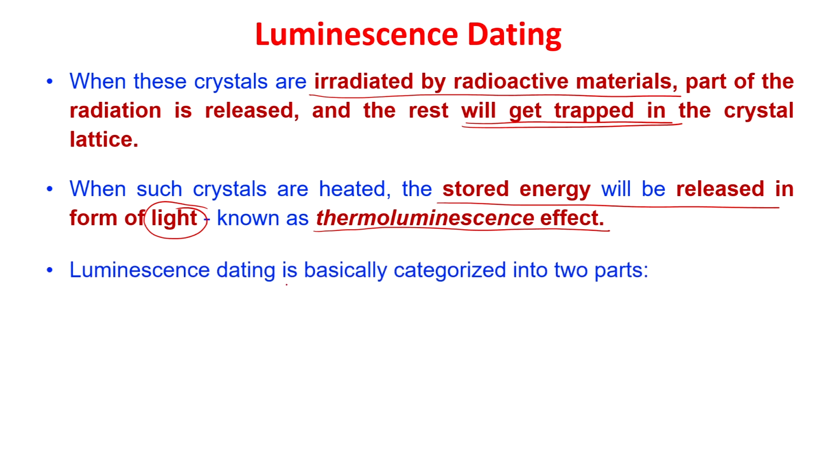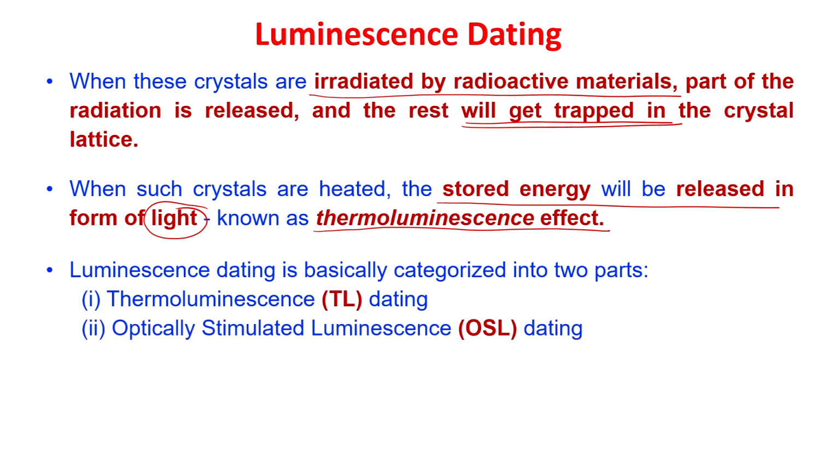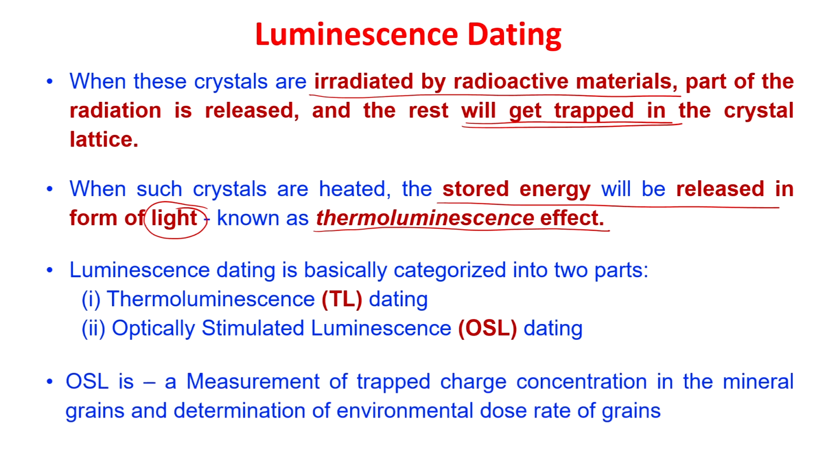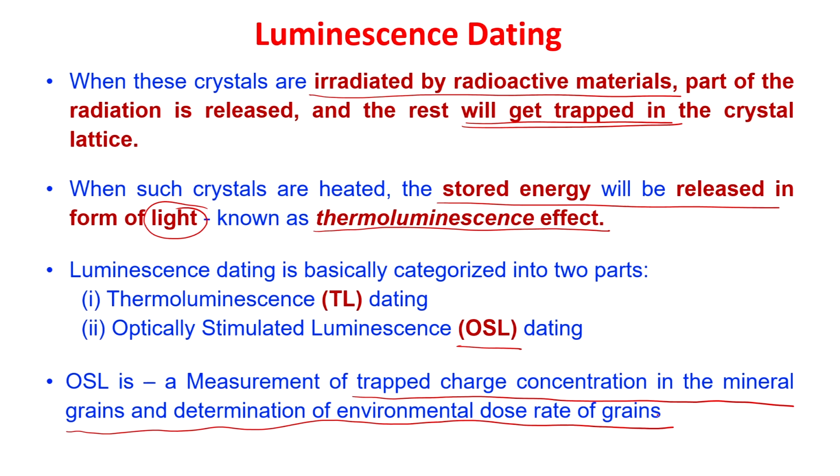So, luminescence dating is basically categorized into two. One is thermoluminescence dating and another is optically stimulated luminescence. So, these are the two categories we have. And on OSL in particular, OSL is a measurement of trapped charges concentrated in mineral grains, and determination of the environmental dose from the surrounding grains. So, that is what we try to get, the DE, that is the equivalent dose, and then another is the dose rate. These are the two parameters we will be generating. I will be coming to this further, how we are going to get these two parts.